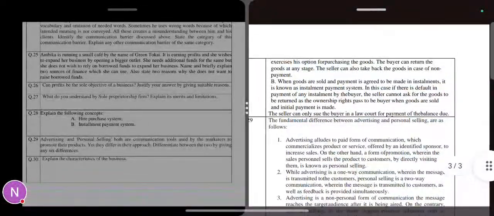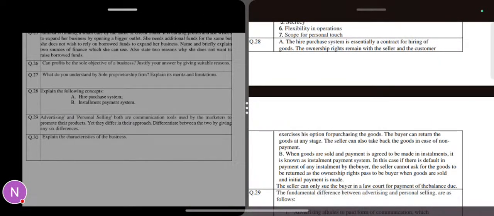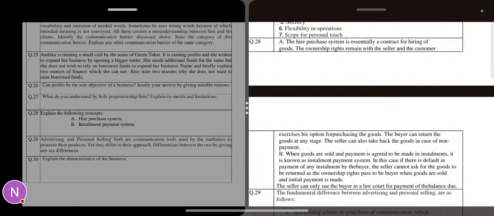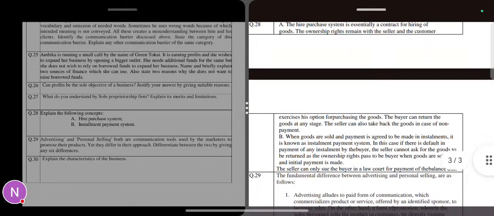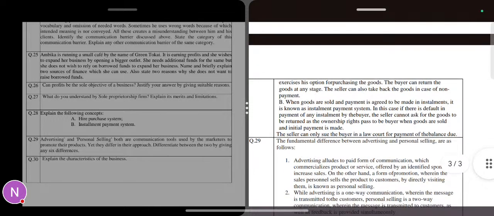Next, explain the following concept: hire purchase system. Hire purchase system is essentially a contract for hiring of goods. The ownership rights remain with the seller until the customer exercises his option for purchasing the goods. The buyer can return the goods at any stage. The seller can also take back the goods in case of non-payment.